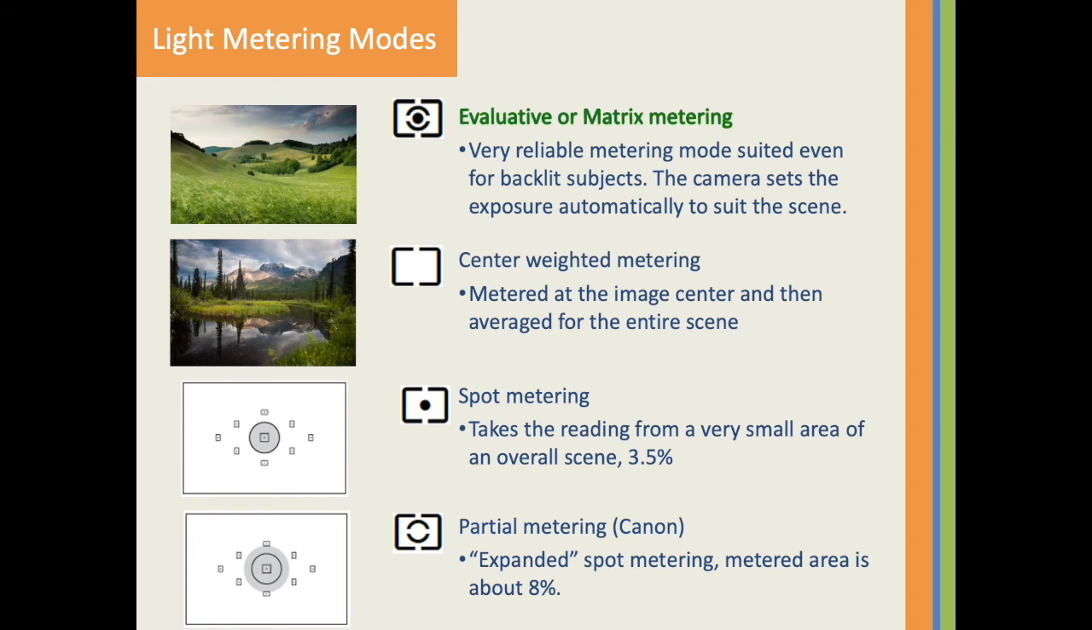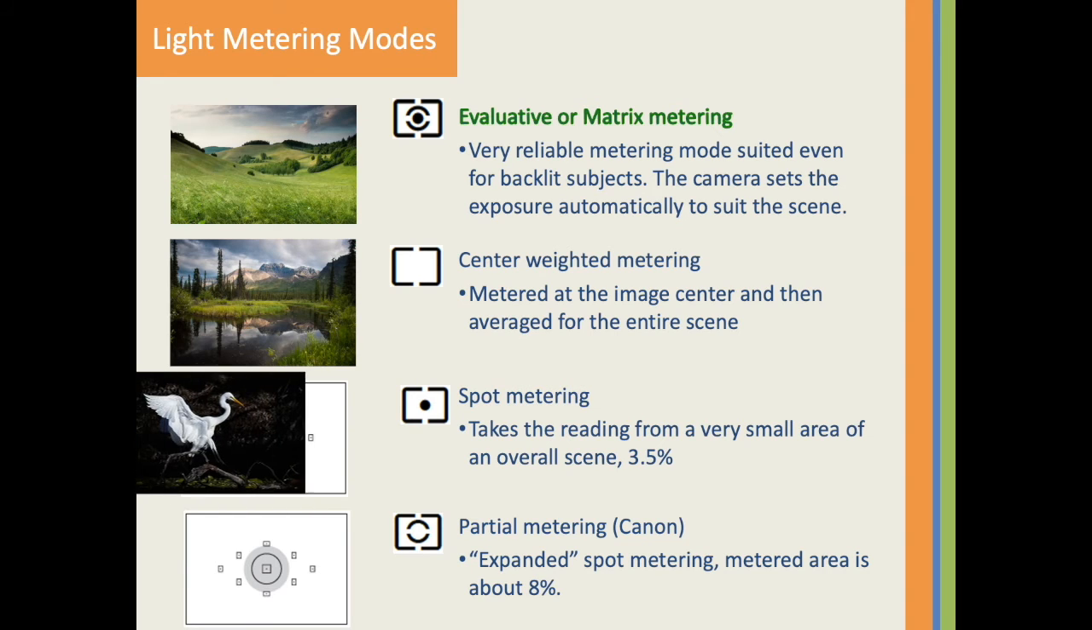The other 2 metering modes that you might want to experiment with are partial and spot metering for special light conditions. For example, overly black or white scenes with a main contrasting subject occupying only a small portion of the frame. So with spot metering that is available on both Canon and Nikon, the meter takes a reading from a very small area of the overall scene, about 3.5%. With partial metering that is only available on Canon, I call that an expanded spot metering, where the metered area is about 8 to 10%.